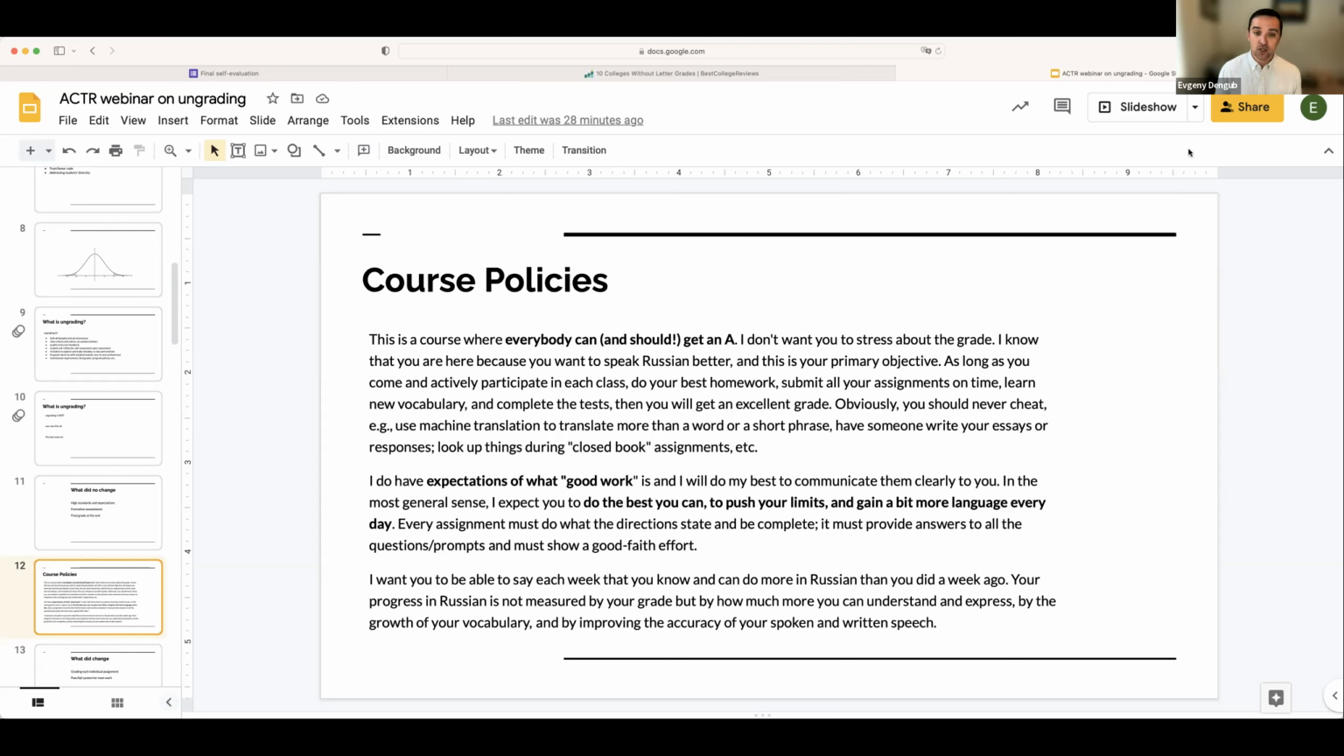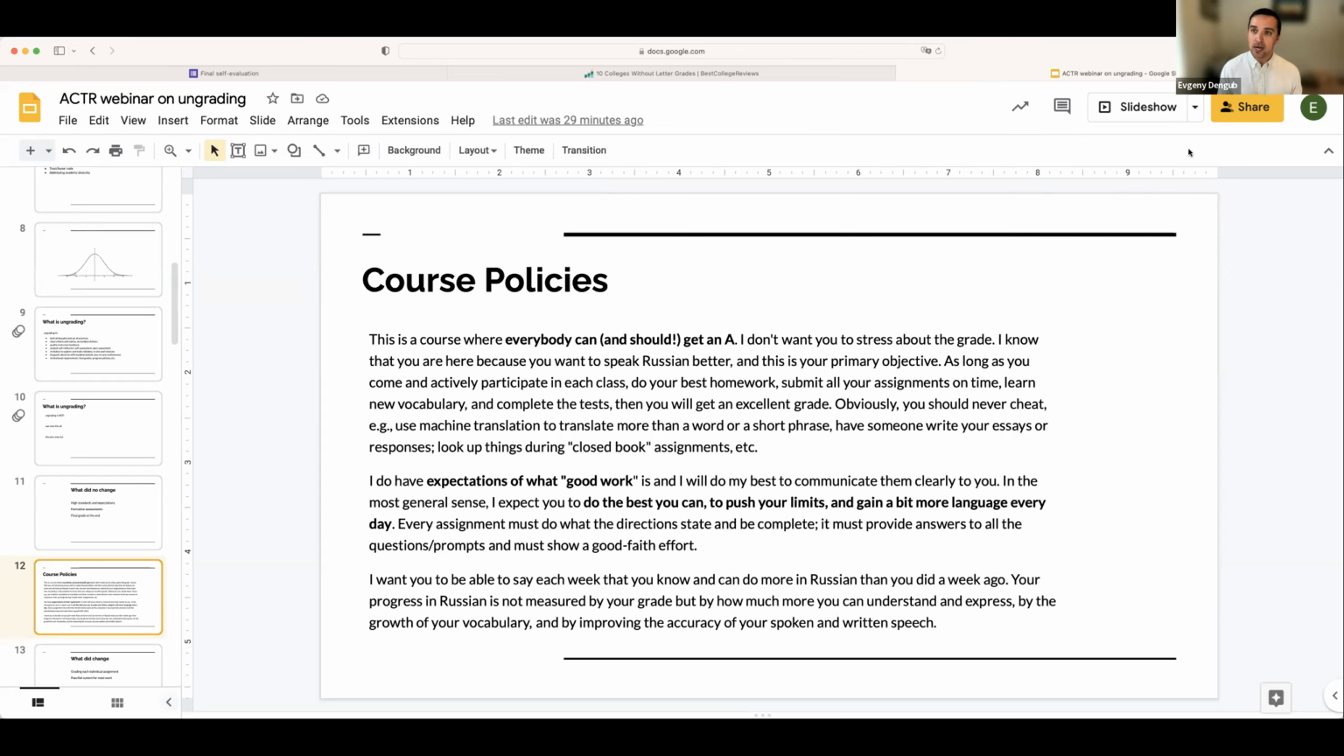Every assignment must do what the directions state and be complete. It must provide answers to all the questions and prompts and must show a good faith effort. I want you to be able to say each week that you know and can do more in Russian than you did a week ago. Your progress in Russian is not measured by your grade, but by how much more you can understand and express, by the growth of your vocabulary, and by improving the accuracy of your spoken and written speech.